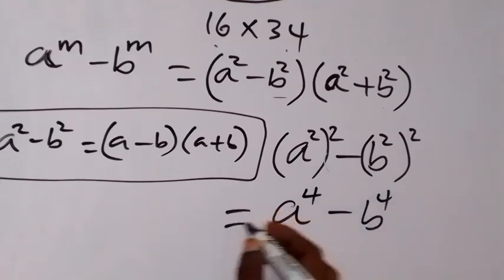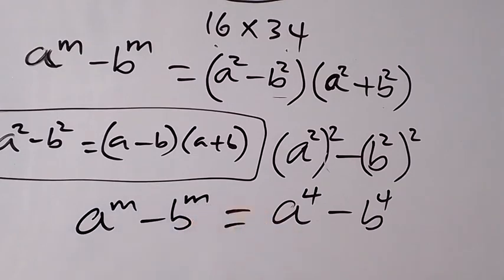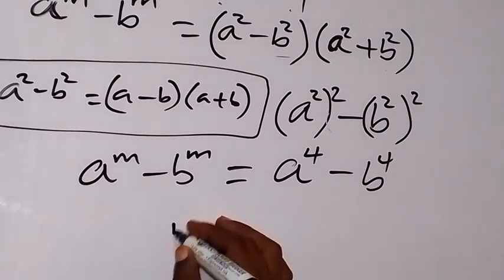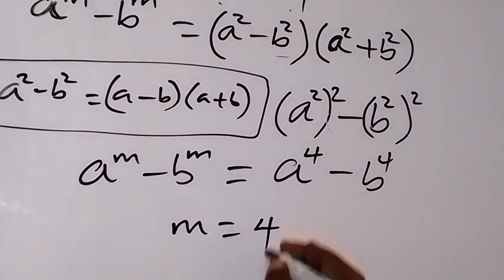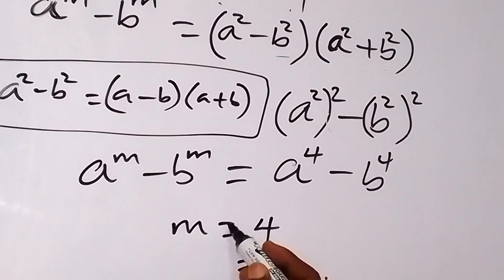And from here we have a raised to power m minus b raised to power m. So clearly we can see that m will be equal to 4. So that is the solution we have here for m. And we can test by putting the value of m in the equation given.